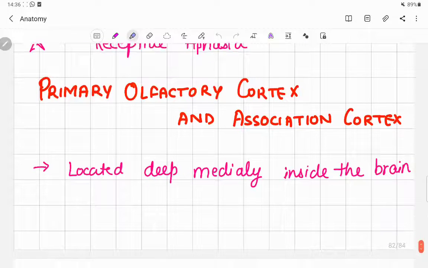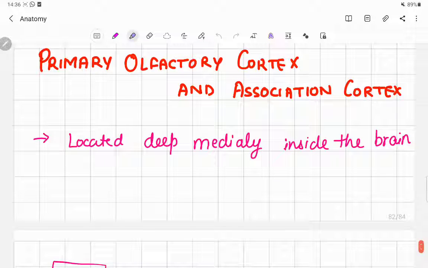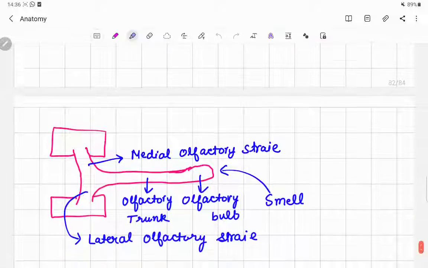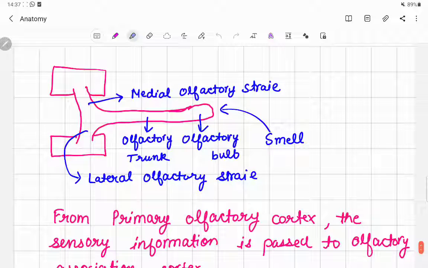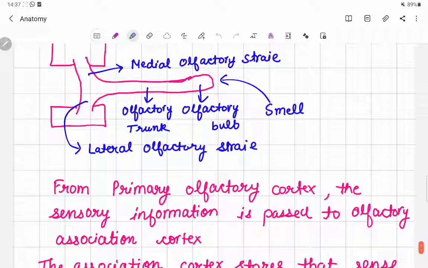All right. Now let us talk about the primary olfactory cortex and its association cortex. The primary olfactory cortex is located deep medially inside the brain. We have already talked about this. Now let us see the mechanism. Suppose this is a smell. The smell first passes from the nose to the olfactory bulb located inside the brain. From the olfactory bulb, it is passed to the olfactory tract, which divides into the medial olfactory stria and the lateral olfactory stria. From the lateral olfactory stria, it passes to the primary olfactory cortex.